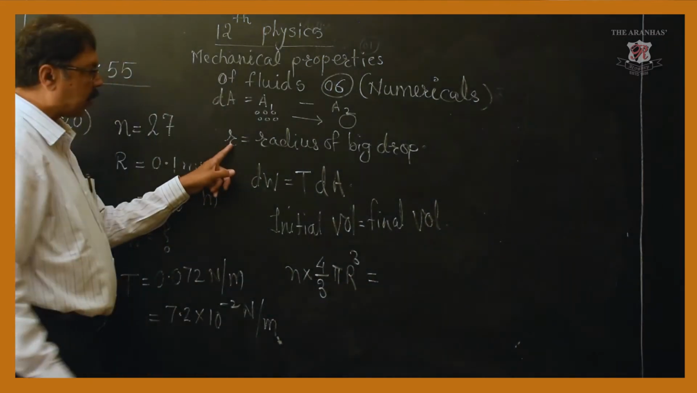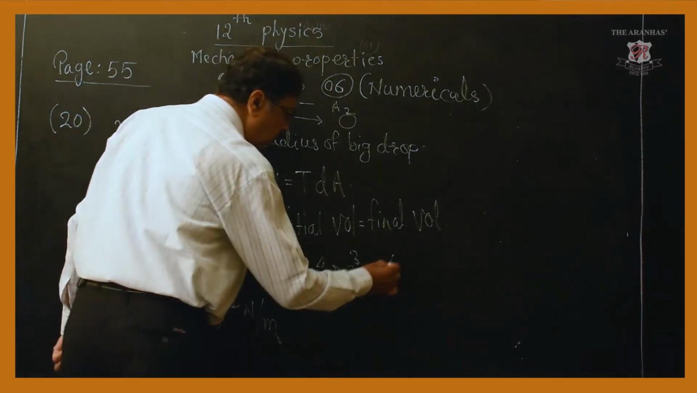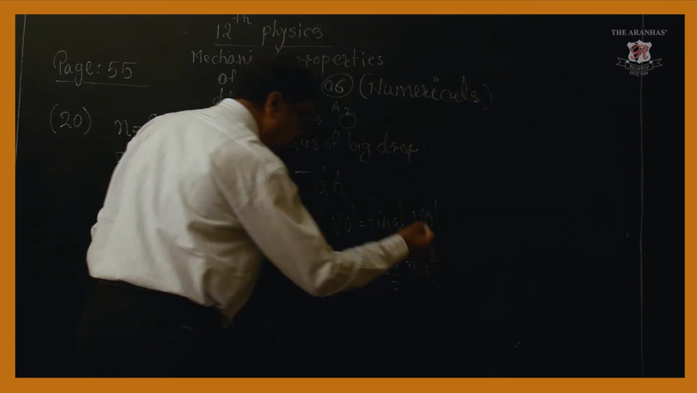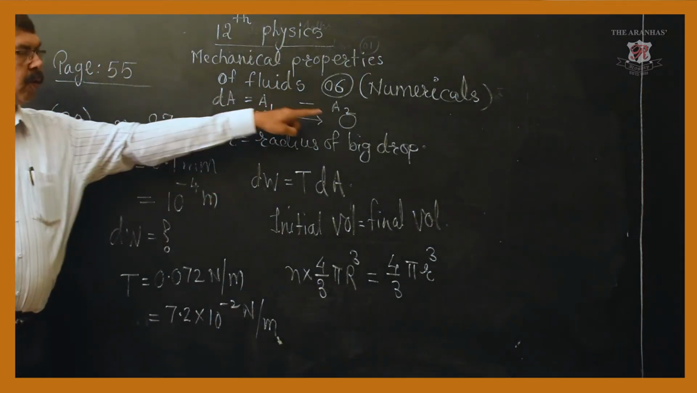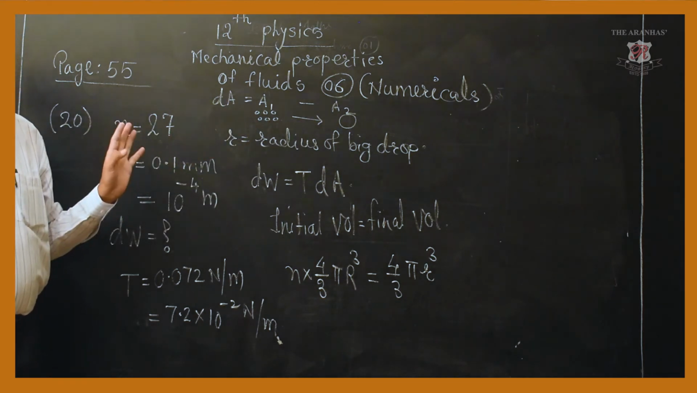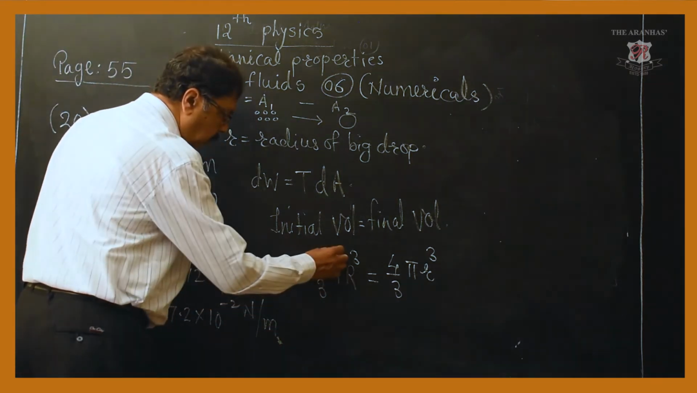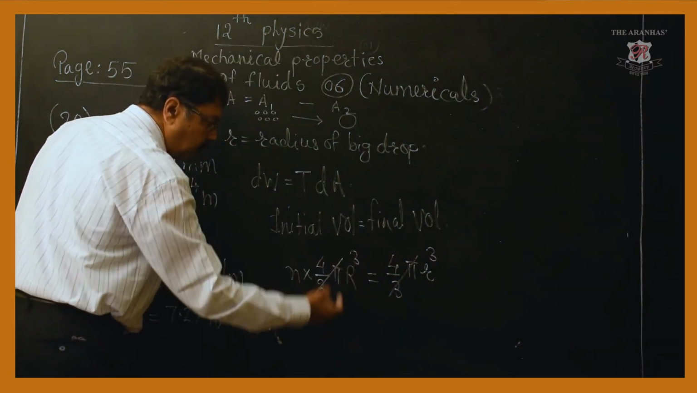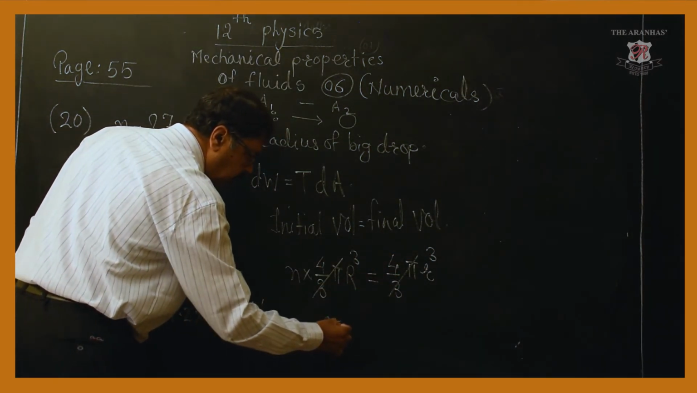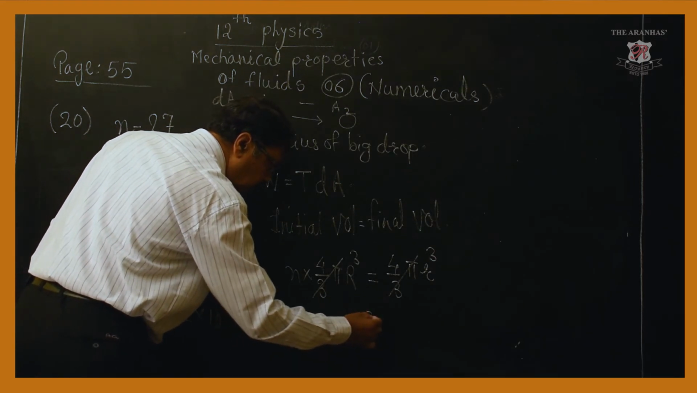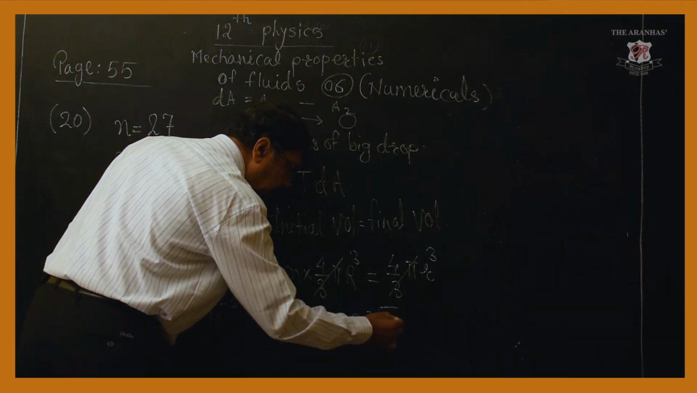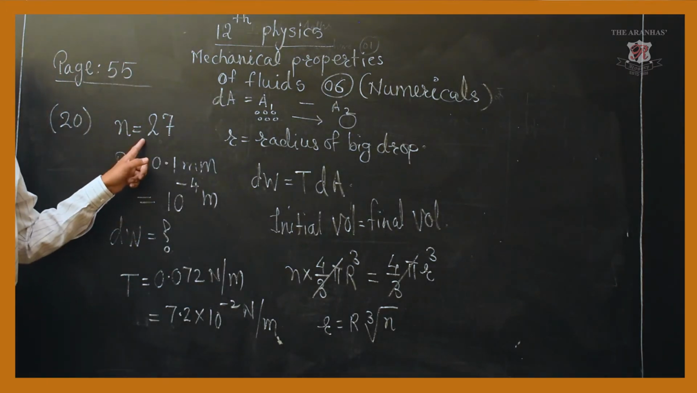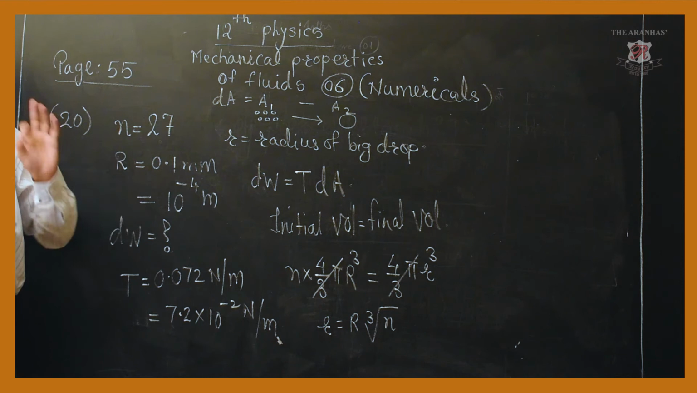Now, what is the notation for radius of the big drop? 4/3 pi R cube. We have only one drop, so there is no question of n. Now, 4/3 pi will cancel out. I can take the cube root. R equal to r cube root of n. That is why I told you, generally this number will be a perfect cube.